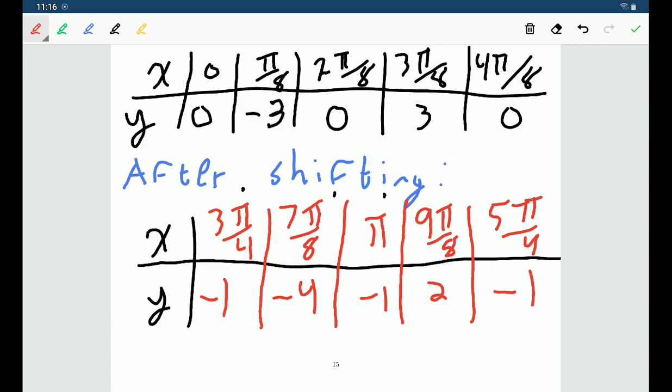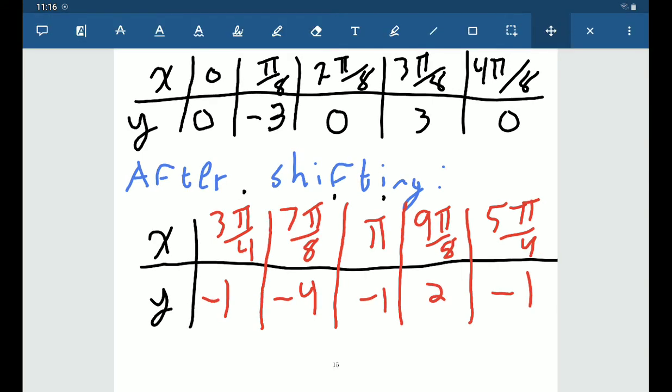There we go. So we have our 5 key points. Now, one thing that you might think about here is when I say graph one cycle, there are infinitely many cycles that you could graph. So these 5 points, that is one cycle of my transformed sine function.